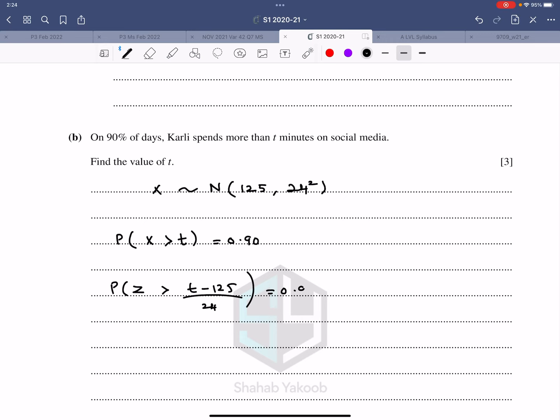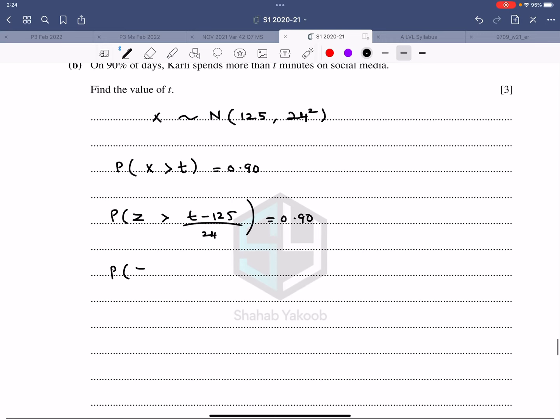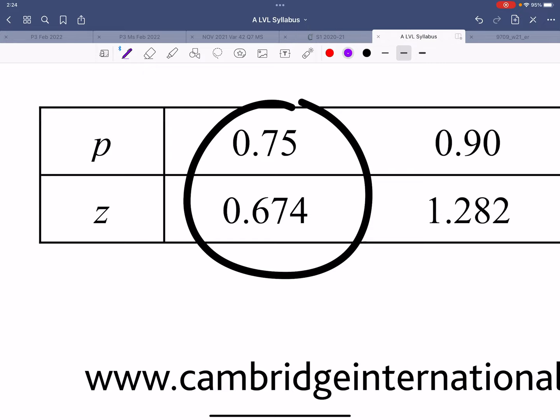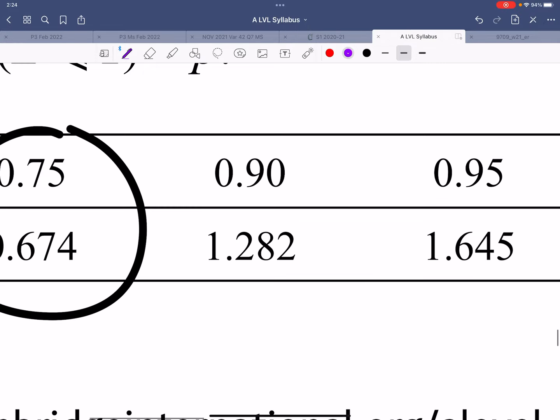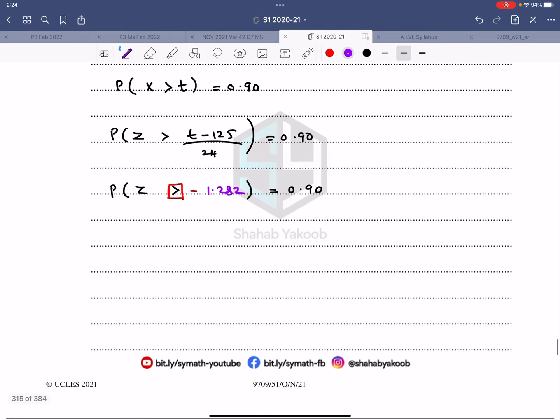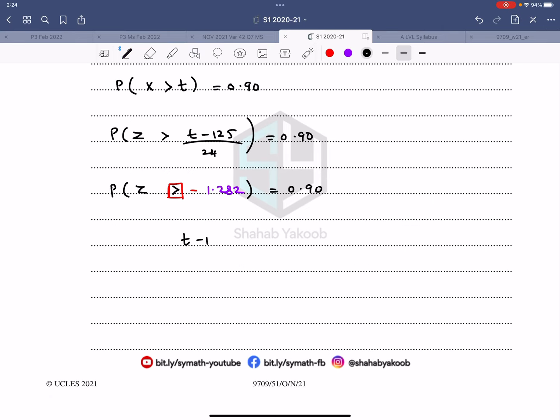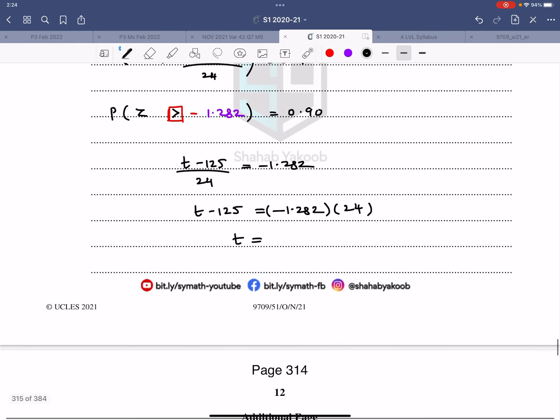Probability Z is greater than some value is 90%. Because of this greater sign, there is a negative, and this value is 1.282, a very famous value which I can show you. There it is, 90 is 1.282. So therefore, this comes out to be t minus 125 over 24 is negative 1.282. T minus 125 is negative 1.282 multiplied by 24, and hence you can find the value of t, which will come out to be lesser than 125 because the z value is negative. That comes out to be 94.2.